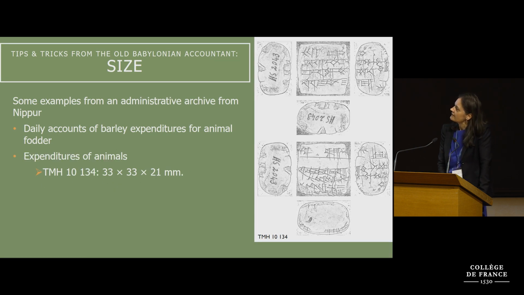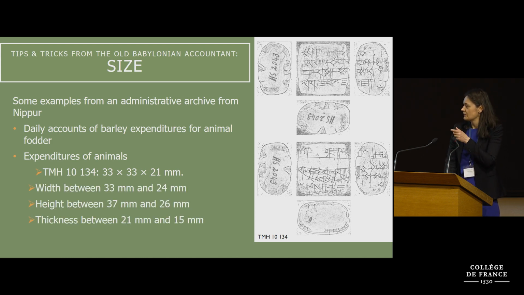And this is different for another frequent type of tablet. The expenditures of animals, they are thicker, between 21 millimeter and 15 millimeter. And you know, it's not only the visual aspect that is very different, that once you've seen a couple of them, you see it immediately. It's even the weight. If you have it in your hand, you feel that it's another tablet because it's thicker than the daily account of animal fodder.